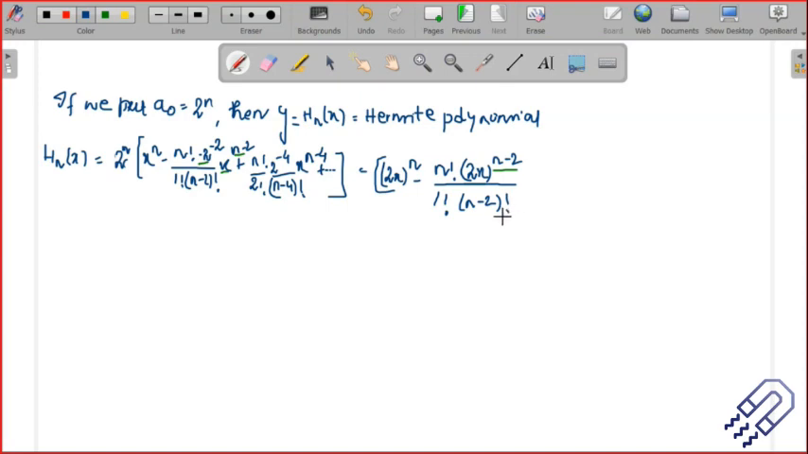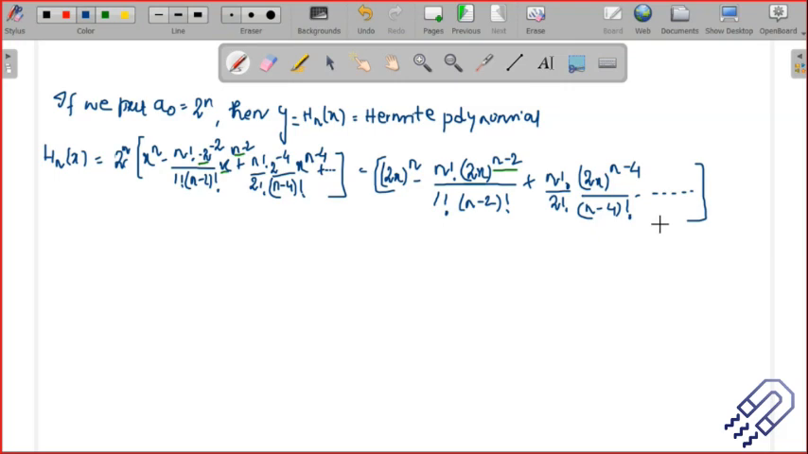So you see, this is a sequence where we have most of these terms in terms of n minus 2, n minus 4 and so on. Similarly, the next term would be n factorial divided by 2 factorial into, this will be n minus 4, x to the power n minus 4, so I can write it as 2x to the power n minus 4 divided by n minus 4 factorial, and so on.